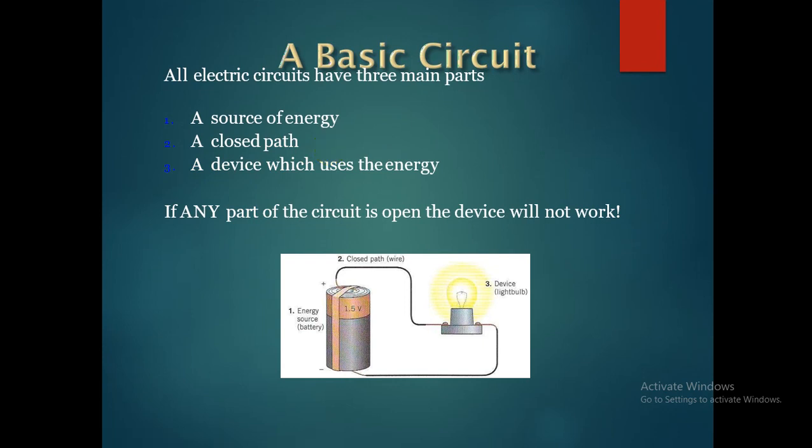Basically, our electric circuits have three main parts. One is a source of energy, the other one is a closed path, and the last one is a device which uses the energy. We can see this in the diagram itself. This is a source of energy. We are using one battery here as the source of energy, and we have the closed path to flow the current. And there is one application, meaning a device which uses the energy supplied by the battery. So these three are very important for the circuit.